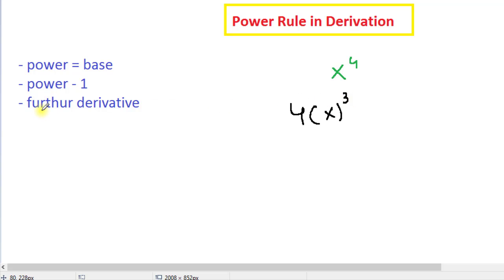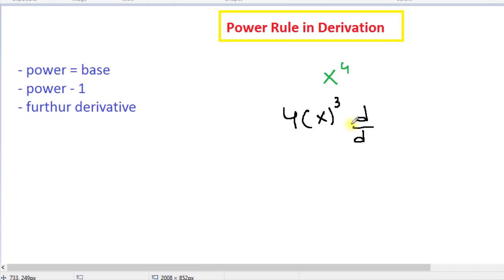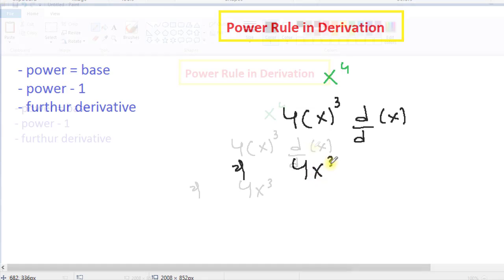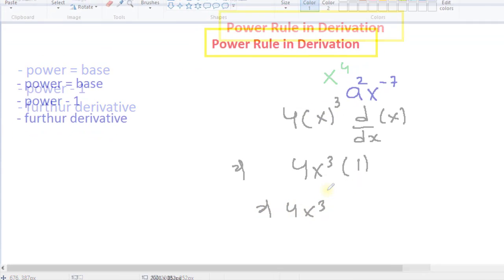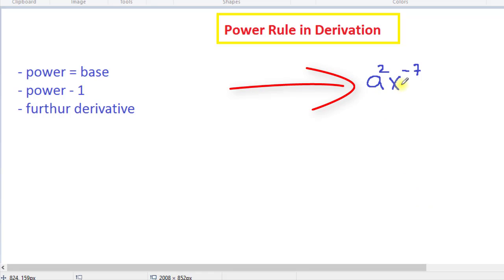And next step says that take the further derivative, and we have to take the further derivative of what's inside this power. So inside this power you can see it's x, so we have to take the further derivative of x. And next we have to simplify it, so it becomes x cube. You know that the further derivative of x is 1, so it becomes 4x cube. You got it? So our second example is a square x power minus 7.